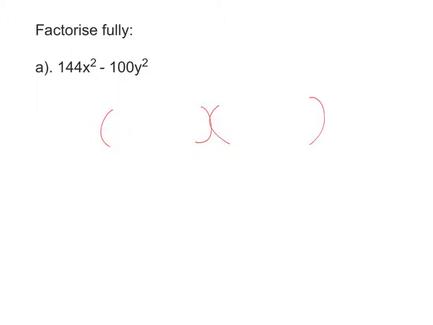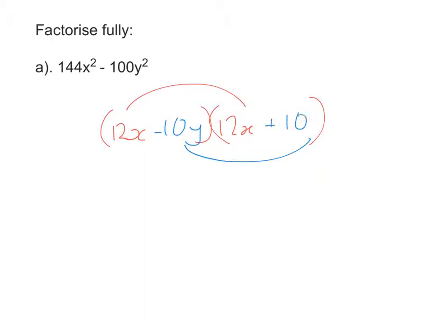So this one again we're going to factorise, but I've got two numbers this time. How can I make this first bit here, 144x squared? Well, remember, it's all to do with square numbers, so the square root of 144 is 12. So it's 12x and 12x. Again, to make the 100y squared, this next bit, it's going to have to be minus 10y and positive 10y.